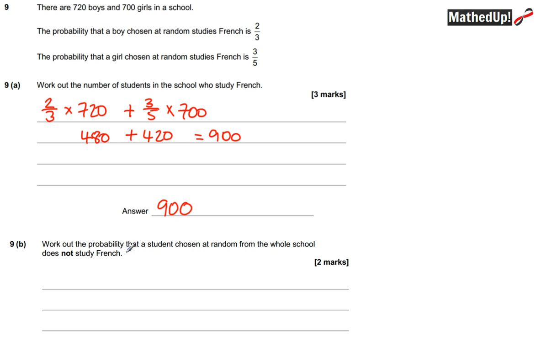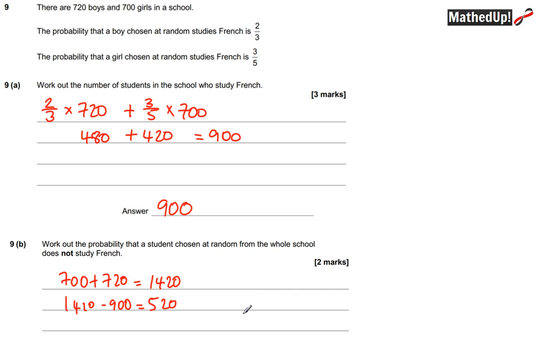Okay, 9b says, work out the probability that a student chosen at random from the whole school does not study French. Well, in total, we've got 700 plus 720 students in the whole school, so that's 1,420 students in the whole school. And we want to know the probability that they don't study French. Well, 900 do, so that means that 1,420 take away 900, which is 520, don't study French.